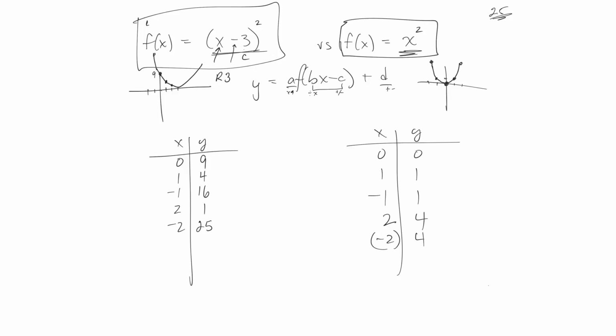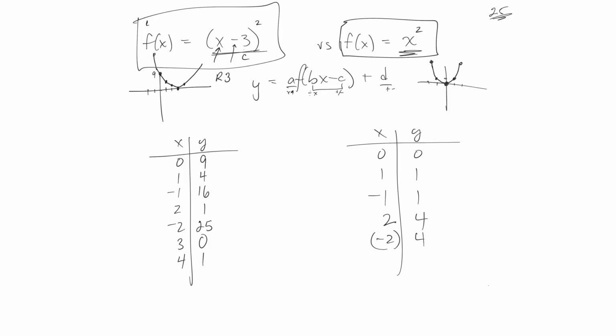I didn't put that in, but how about we put in 3? 3 minus 3 is 0. 0 squared would still be 0. So that would be that point right there. I'm betting if you put in a 4, you're going to get that point right there. 4 take away 3 is 1. 1 squared is 1. Yeah, that would be that point.